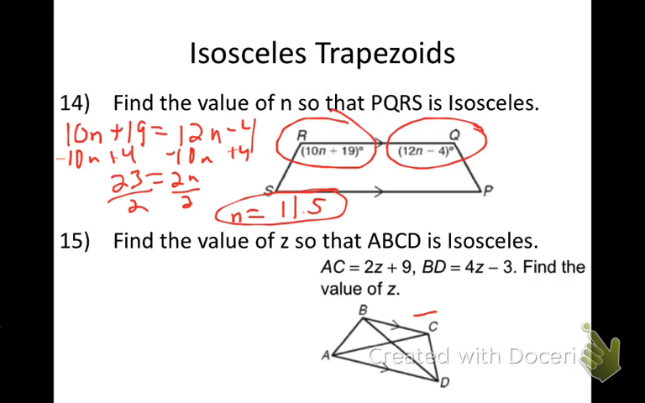Well, if AC equals 2z plus 9 and BD equals 4z minus 3, what do I know about the diagonals of an isosceles trapezoid? They are the same. So what would I do here? I set them equal to each other. Nice job. 2z plus 9 equals 4z minus 3.